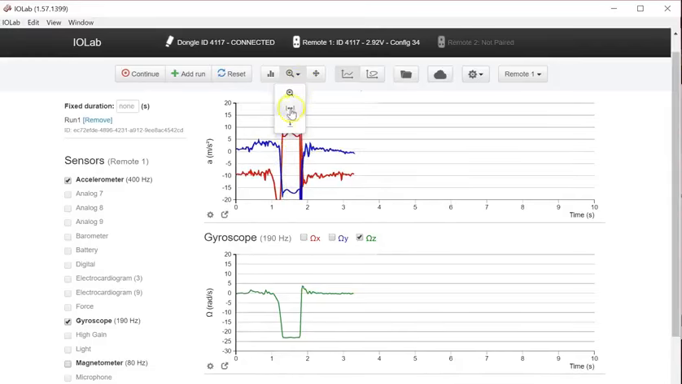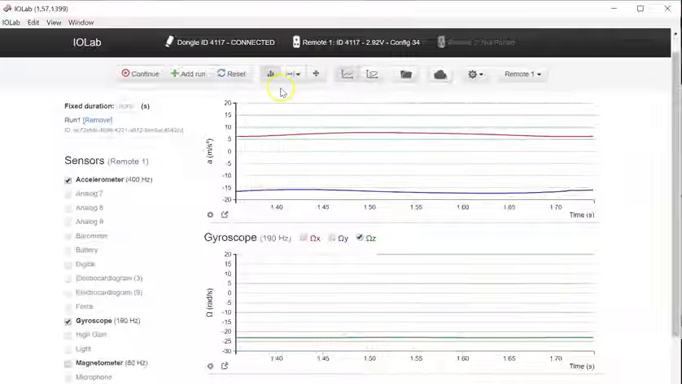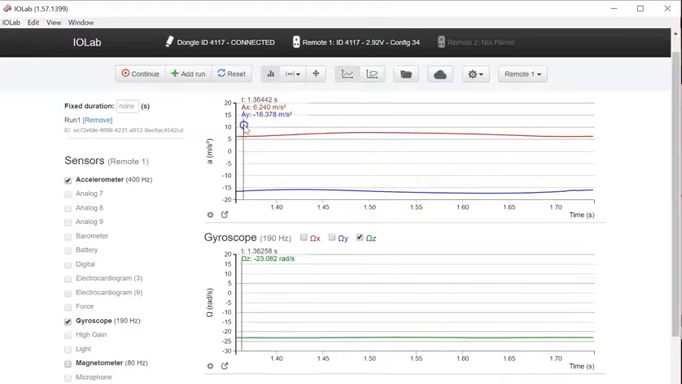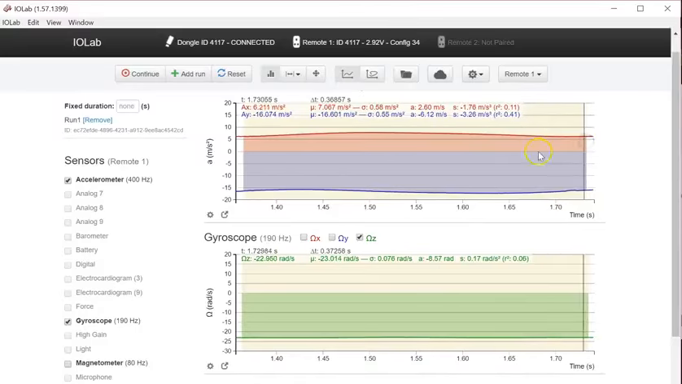So I'm going to zoom in horizontally on that area by selecting and pulling. And it's zoomed in both on our gyroscope data and our acceleration data. Now we're going to want to do some analysis. So we're going to click on our analysis, and we're going to highlight this area as much as you can.